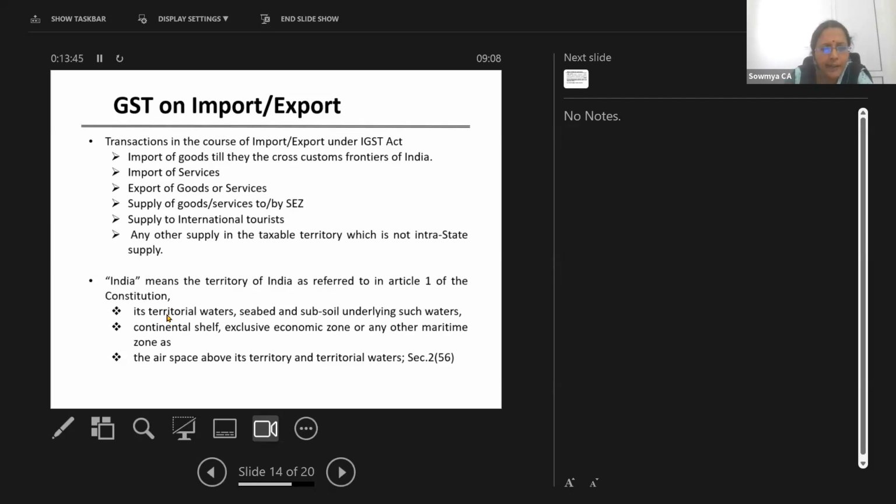And India means territory of India, referred to in Article 1 of the Constitution. Its territorial waters, seabed, subsoil, underlying waters, continental shelf, exclusive economic zone and any maritime zone, and the airspace above its territory and territorial waters, which is defined in section 256. So this is all about import and export.